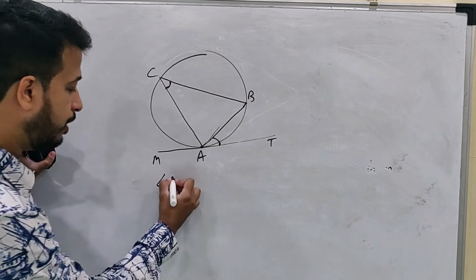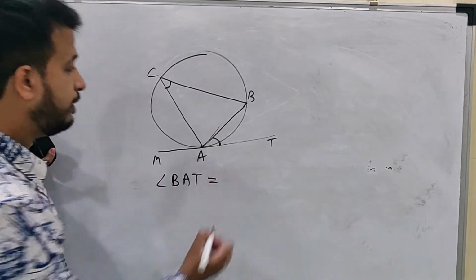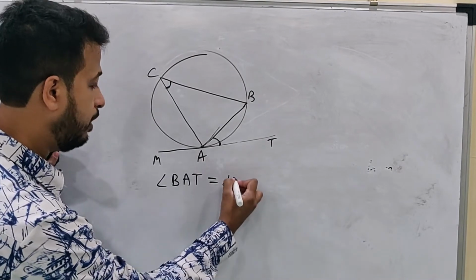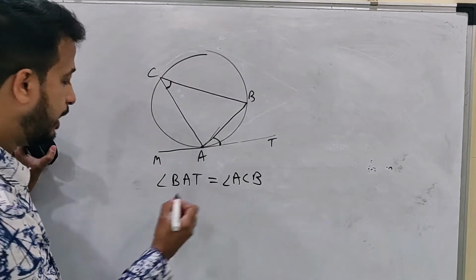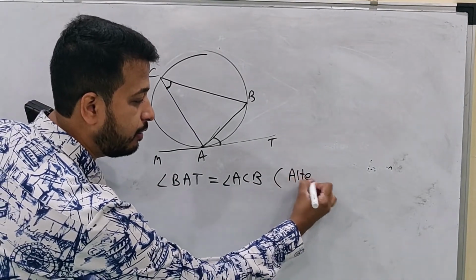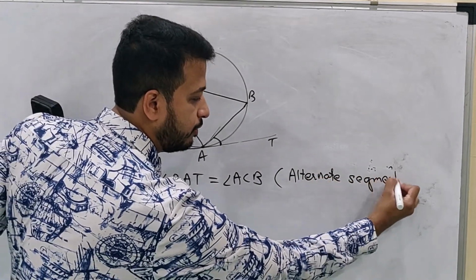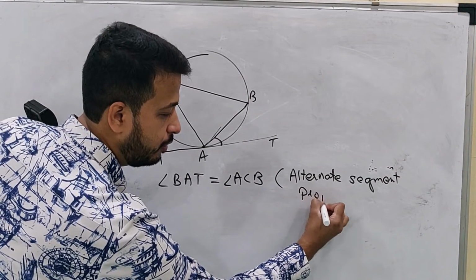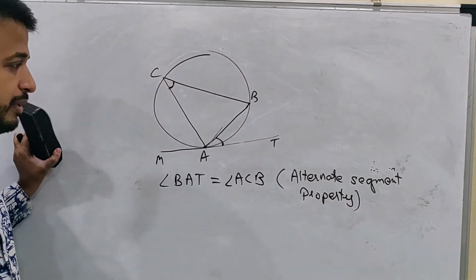So how do I write the statement? Angle BAT, this is my BAT angle, is equal to angle ACB. This angle is equal to this. So this property is called the alternate segment property. You can call it a property or a theorem; both are used.